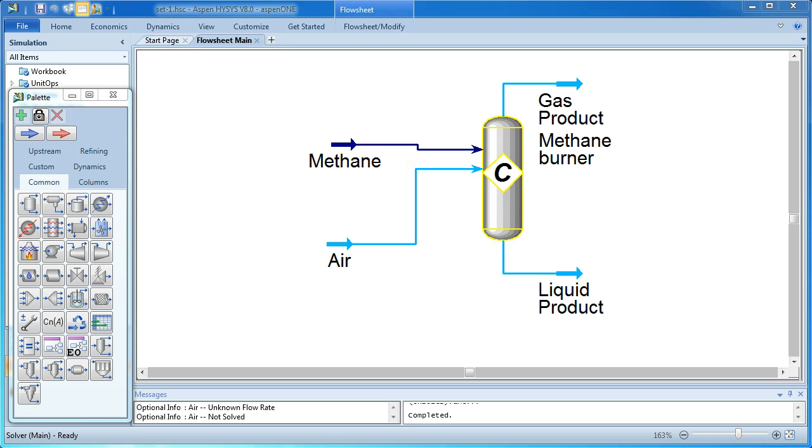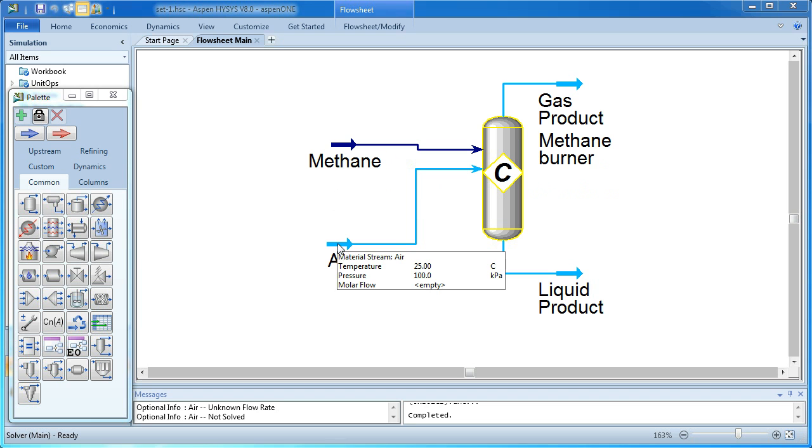In this webisode, we're going to look briefly at how to use the set block in HYSYS. So the simulation that we have here is a feed stream of methane and a feed stream of air coming into a reactor, which is a conversion reactor.